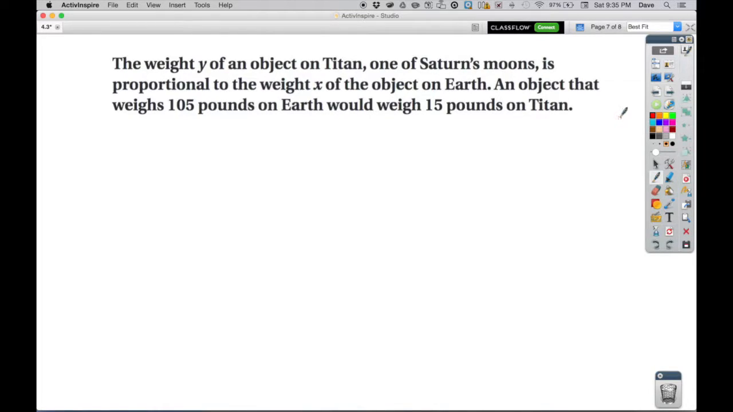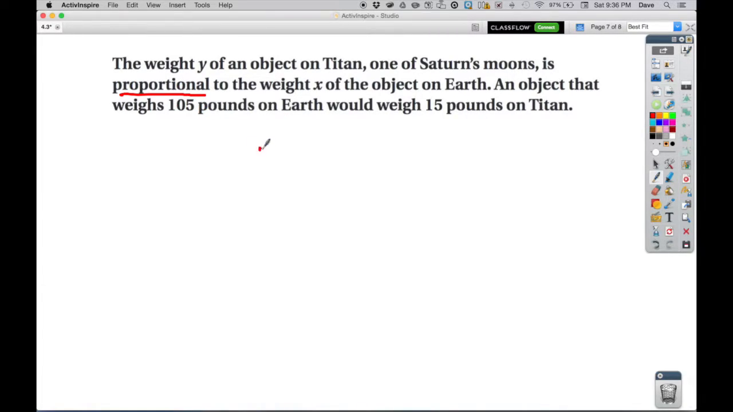Alright, so let's try another one. The weight of an object on Titan, one of Saturn's moons, is proportional to the weight x of the object on Earth. An object that weighs 105 pounds on Earth would weigh 15 pounds on Titan. Alright, so right away they're giving it to us.